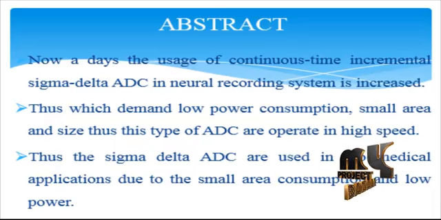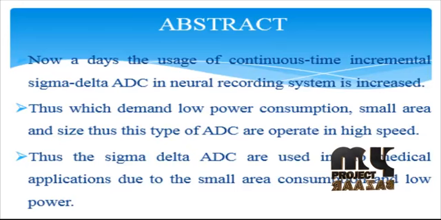Next we discuss the upside for the product. This paper presents an analog to digital converter dedicated to neural recording systems. By using two continuous time incremental sigma delta ADCs in a pipeline configuration, the proposed ADC can achieve high resolution without sacrificing the conversion rate.